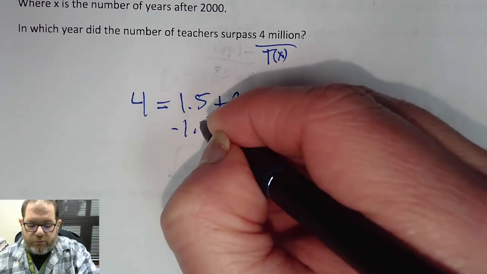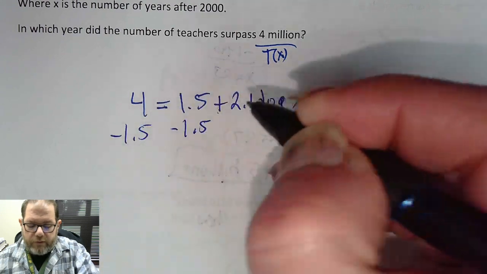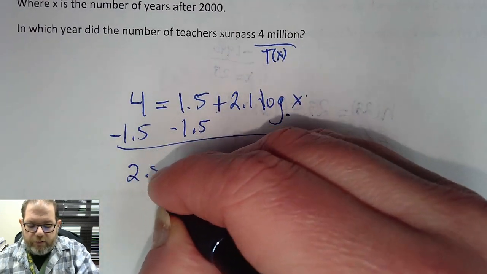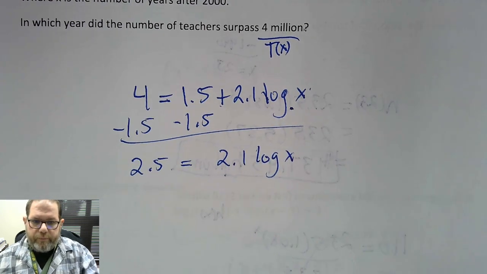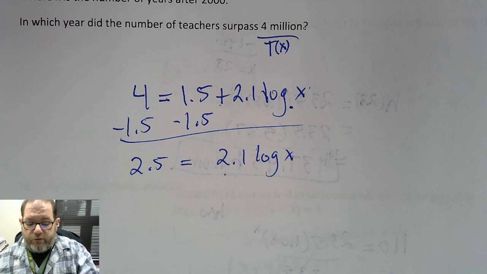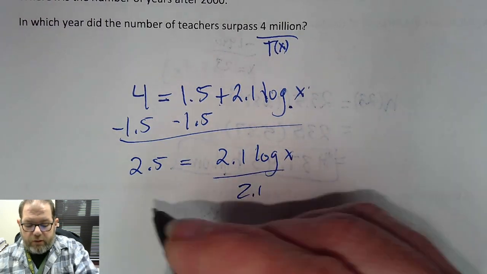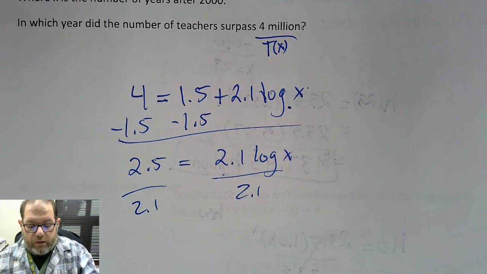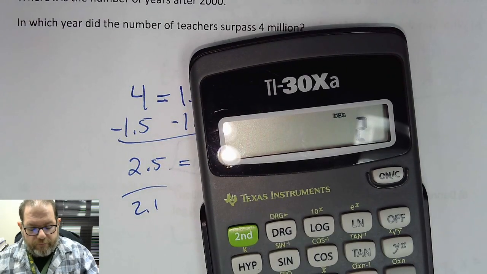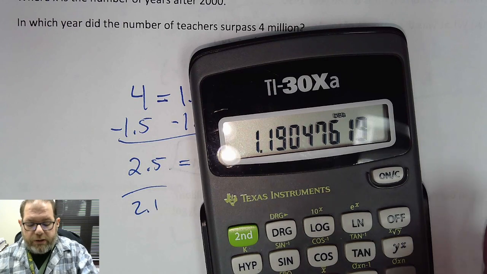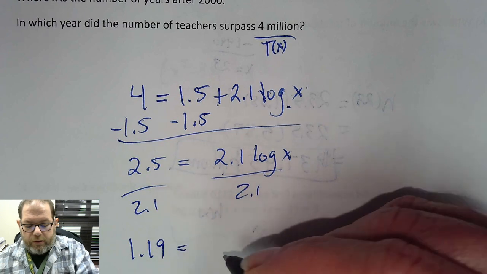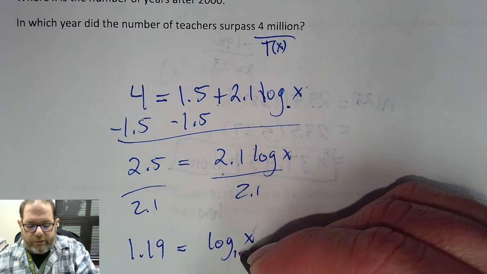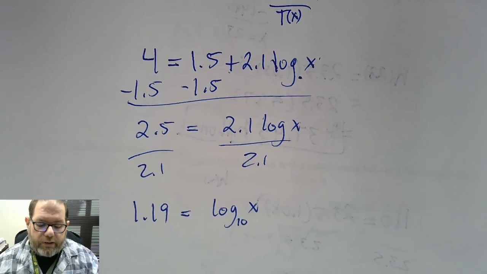So first thing, let's subtract this 1.5 over. That gives us 2.5 equals 2.1 log x. And then we'll also go ahead and divide by 2.1. We'll take 2.5 divided by 2.1, so about 1.19 equals log x. And again, that's log base 10 if we wanted to go ahead and include that.